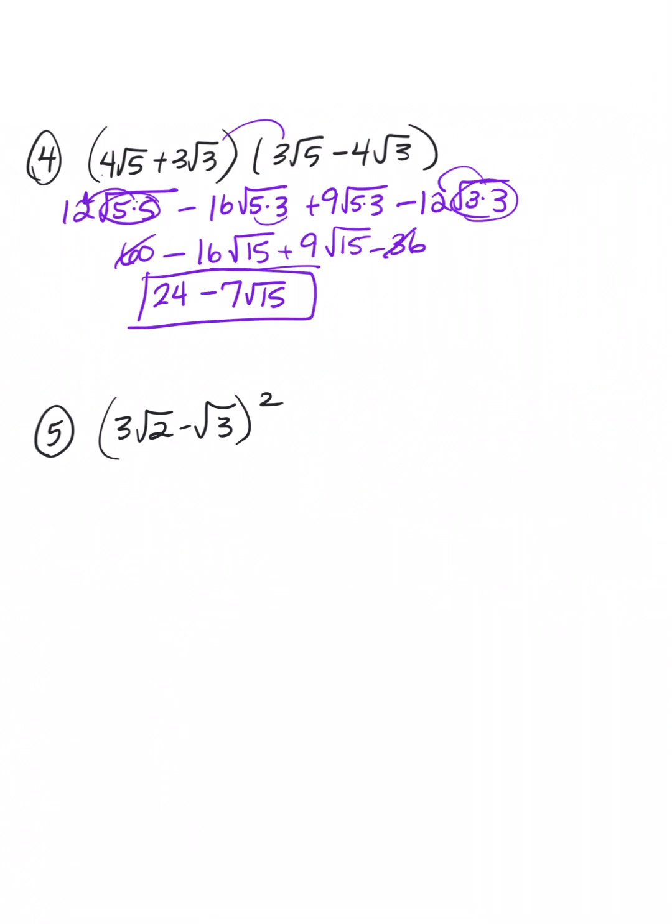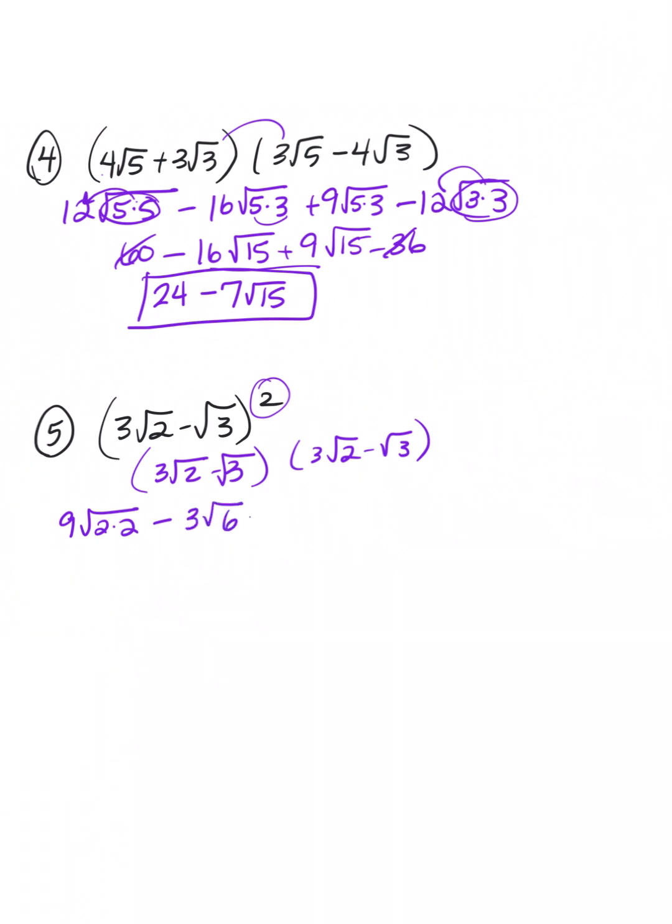Last but not least, let's look at number 5. Now notice it's a binomial squared, which means I need to expand this out and do FOIL. All right, so if I do my first terms, I'll have 9 square roots of 2 times 2. Outer, I'll have 3 square roots of 6. Inner, I'll have 3 square roots of 6. Last, I'll have plus square root of 3 times 3.